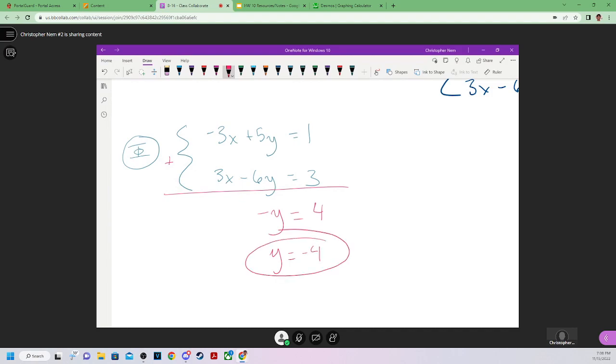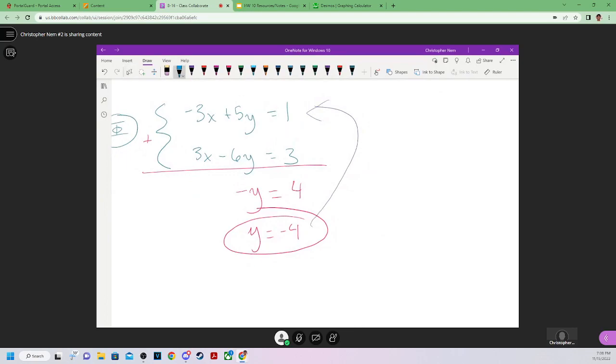Now, once you have found a variable, because the x's eliminated in this problem when I added them together, I have a variable solved out for y. I have y equals negative 4. Once you have this down, now you can go back and substitute into any of the equations to see what the x value is. So let me put back the x's. So I'm going to plug this into any of the equations. I'm going to plug into the first one. Either or works. Whatever one's easier for you.